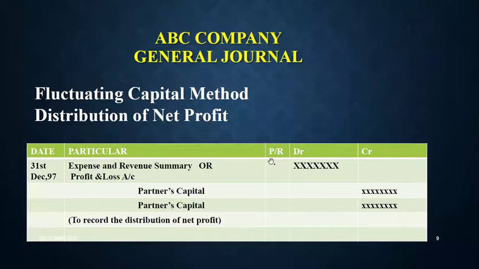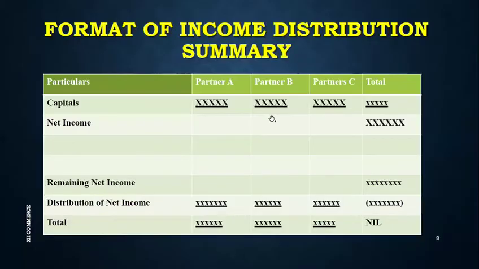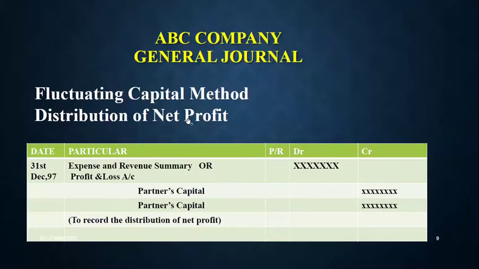These are the journal entries every day, and even till the end of this topic. This is the most important, because in the examination they will ask you two things repeatedly: the journal entries and the income distribution summary. This is called the income distribution summary. This is the most important part, and after the summary they will ask you to prepare the journal entries.